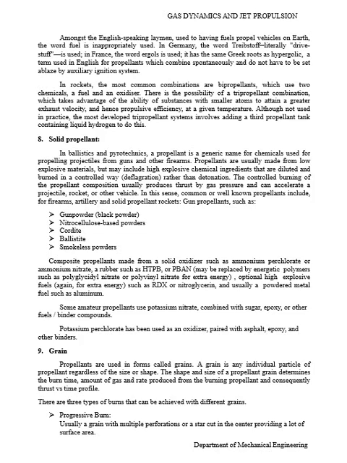In rockets, the most common combination is bipropellant, which uses two chemicals, a fuel and an oxidizer. There is a possibility of tripropellant combinations, which take advantage of the ability of substances with smaller atoms to attain great exhaust velocity and hence propulsion efficiency at a given temperature. Although not used in practice, the most developed tripropellant system involves adding a third propellant tank containing liquid hydrogen.